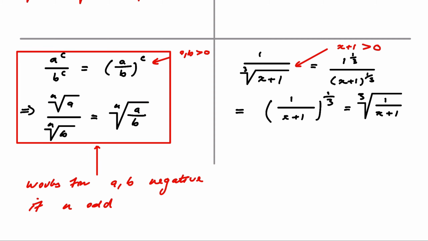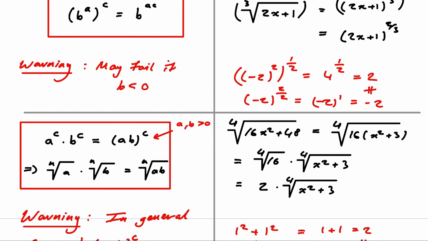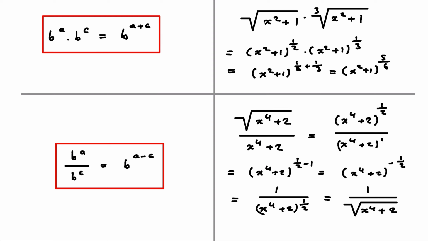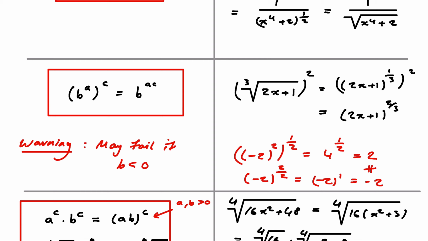Okay, so let's just recap. We basically have five laws of exponents. It's not a huge number. Some of them are very closely related. The first is the product of exponents with the same base corresponds to the sum of the exponents. The quotient corresponds to the difference. A repeated exponentiation, so raising to the power a then to the power c, is the same as raising to the power a times c.